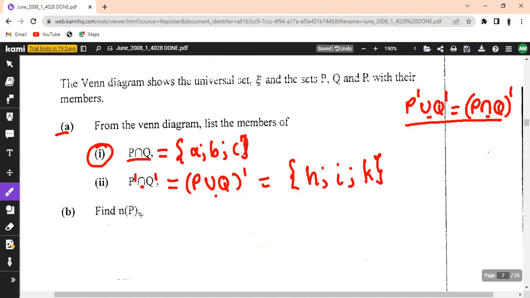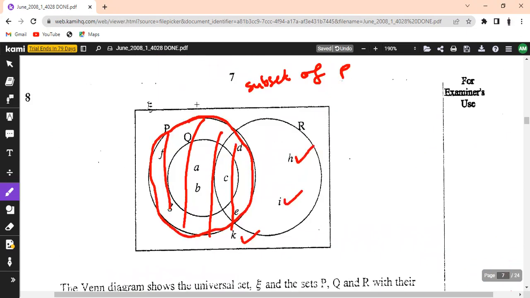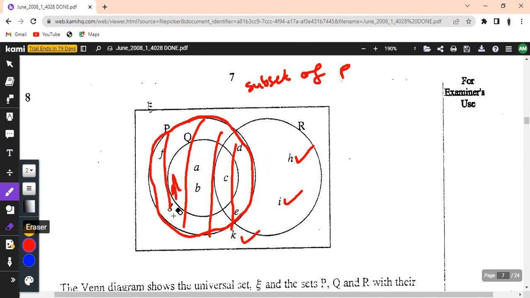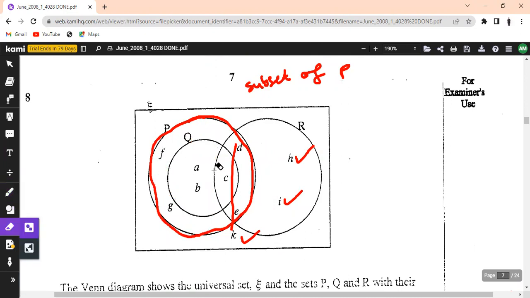Okay, B, number of elements in P. You just have to calculate how many elements are in P. Let's go to our P. This is our P, the one that we shaded here, the one that we put all these things here. So how many elements are there? We just need to calculate these elements in P.